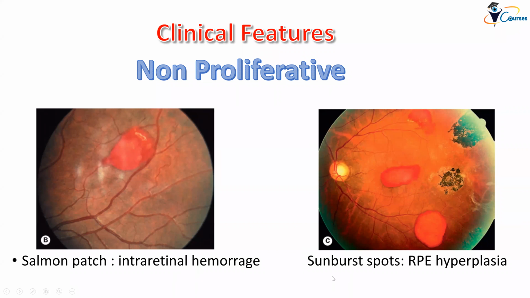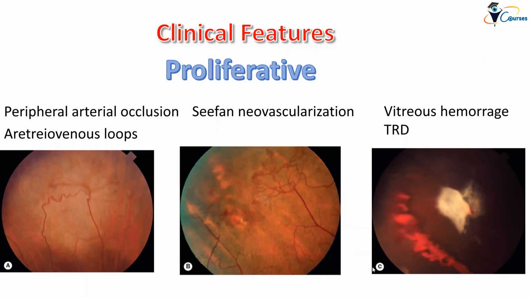What happens if the patient proceeds to the proliferative stage, meaning that there is occlusion by vaso-occlusive crisis caused by sickling, and the patient develops ischemia and new vessels? The ischemia starts first with peripheral arterial occlusion and development of arteriovenous loops like that. These are arteriovenous loops. Then we will develop sea fan neovascularization. This is a form of neovascularization taking the shape of a sea fan. I will show you the sea fan right now.